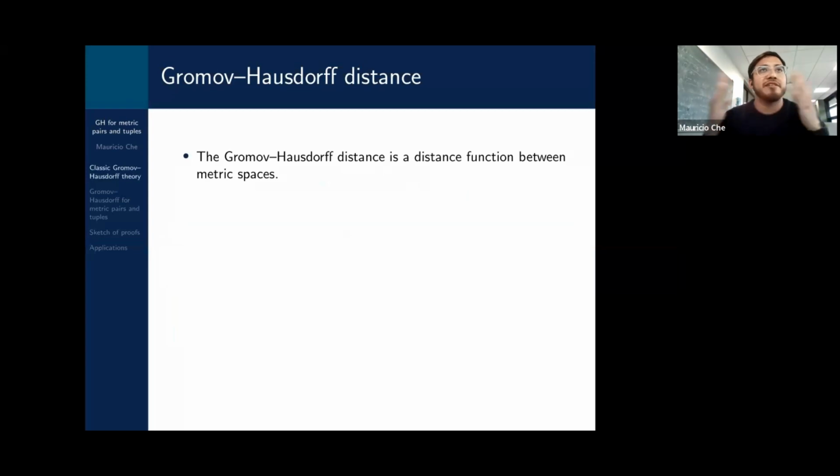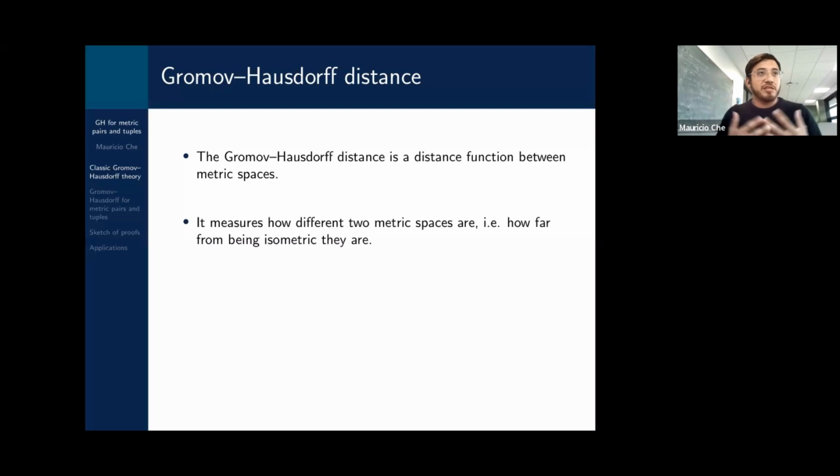So the classic Gromov-Hausdorff theory is a paradigm or a perspective that we can use to study the geometry of metric spaces, where instead of looking at individual metric spaces separately, we think of the whole class of metric spaces, or large classes of metric spaces, and we try to understand the geometry of such classes. In order to do that, we define a distance between metric spaces. That is what the Gromov-Hausdorff distance is. It gives us a way to distinguish metric spaces quantitatively, to tell how different two metric spaces are, how far from being isometric they are. It also gives us a notion of convergence of metric spaces.